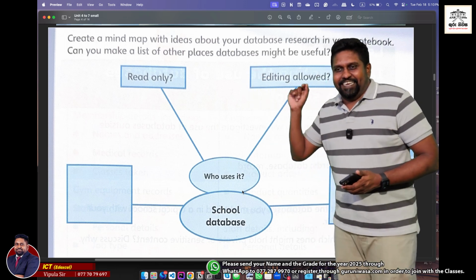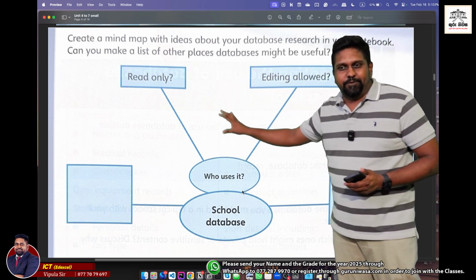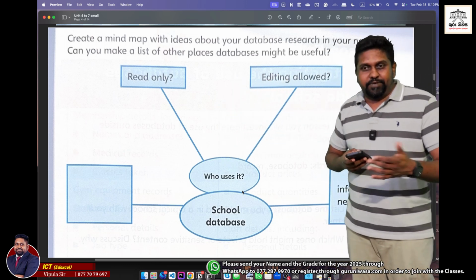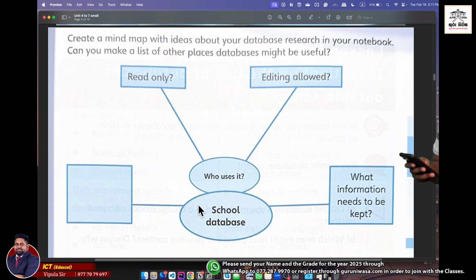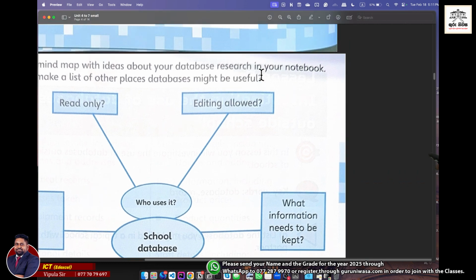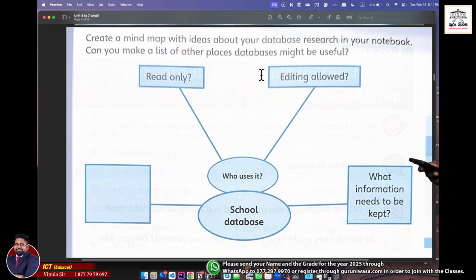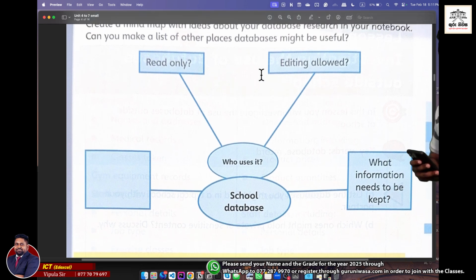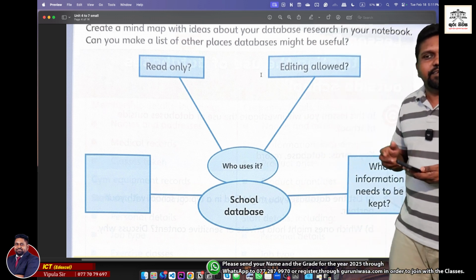Now this is basically a mind map idea about the database and how it's going to be done. It's showing you a few items. A school database, who uses it? Is it read only or editing allowed? So this is just to talk about a specific type of database and who has access to it and who needs to edit it. So we'll just talk about one example and then let's see how it works.